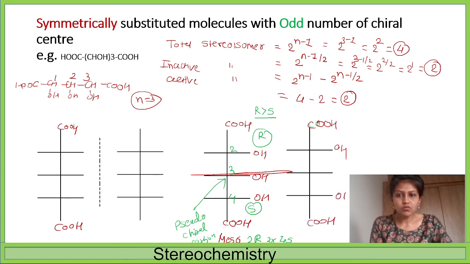OH, OH and OH. Okay, so the plane of symmetry passes through this one, right? So this is the same, so we can assign configuration. So it has R configuration and it has S configuration. Okay, so suppose this is carbon number 2, 3 and 4.